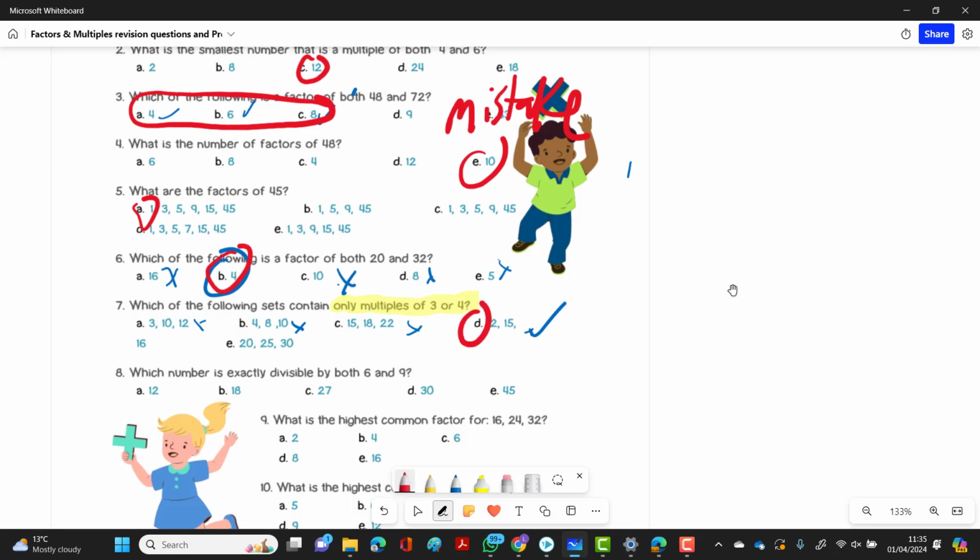Which number is exactly divisible by both 6 and 9? So we go for each one. Yeah, that one's AB. Okay, good.